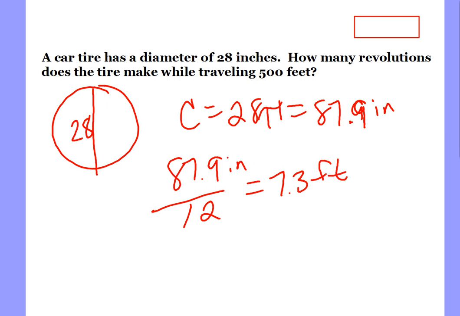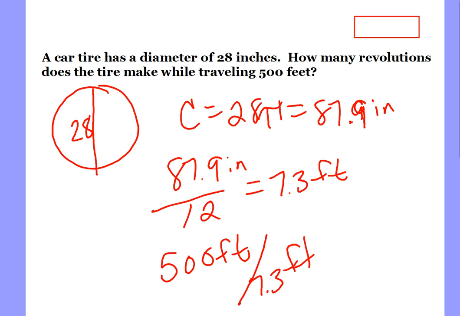So if I'm at 7.3 feet for one revolution around that circle, and I went 500 feet, I'm going to divide that by 7.3 to find out how many revolutions it ended up taking to get there. So 500 divided by 7.3 is roughly about 68.5. So we'll round it up to 69 revolutions to get there. All right, and that's going to close up shop on this video, and we're on to the next one.